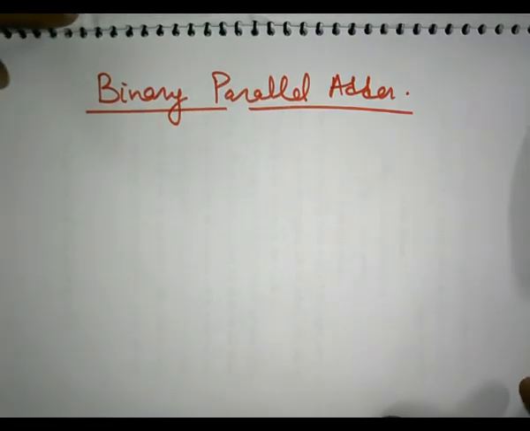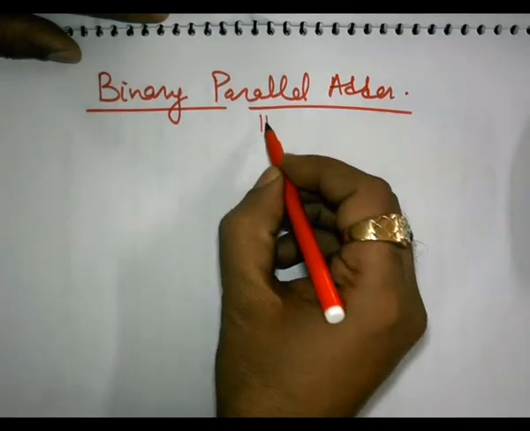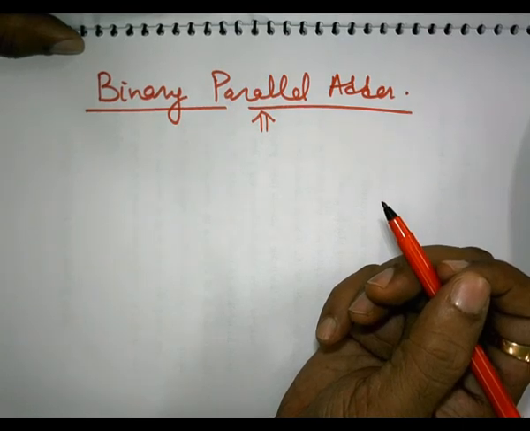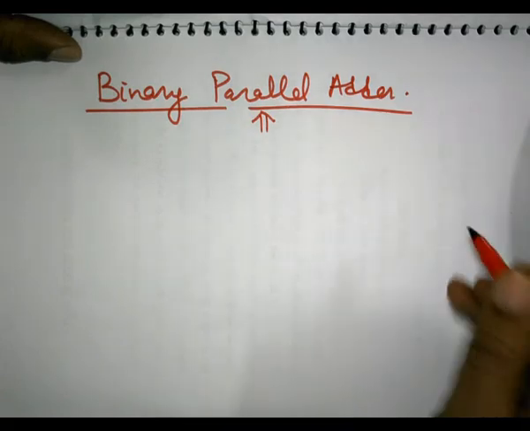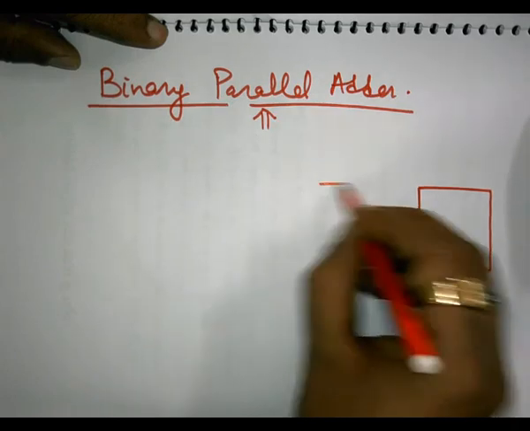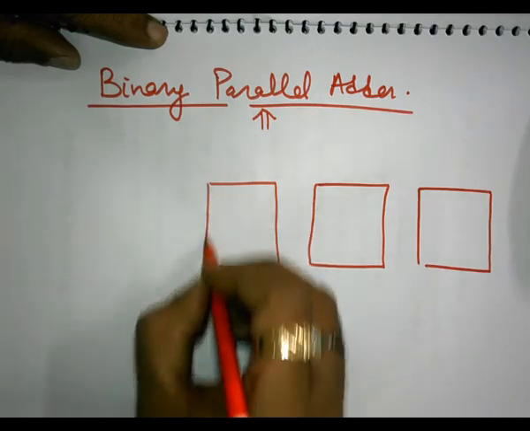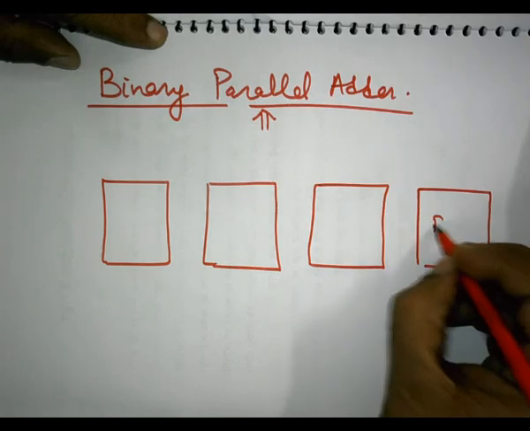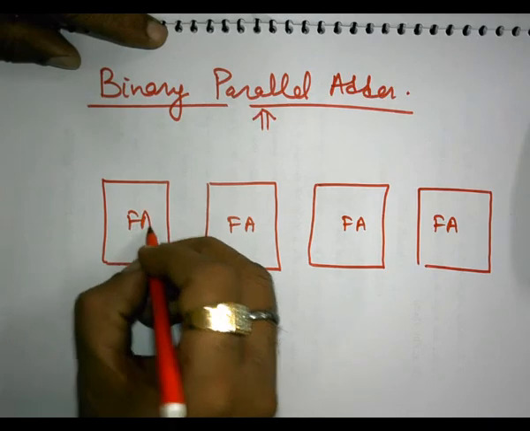When I am saying binary parallel adder, this means I have to simply clarify what is the meaning of this parallel adder. What is the meaning of the word parallel? Okay. Why I am saying this to be a parallel adder? How binary parallel adders are constructed, if you see. Suppose I am constructing a 4-bit binary parallel adder. So for this I will take four full adders.